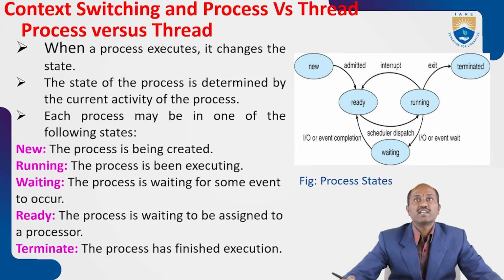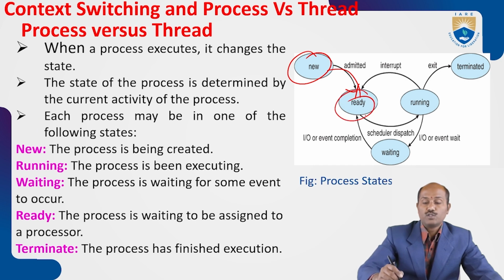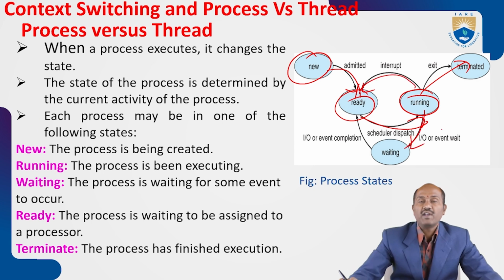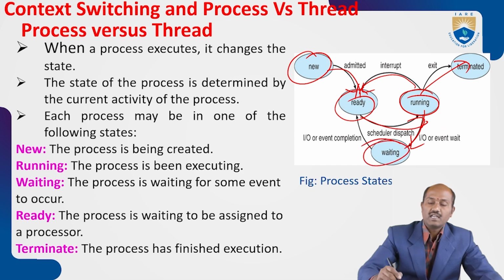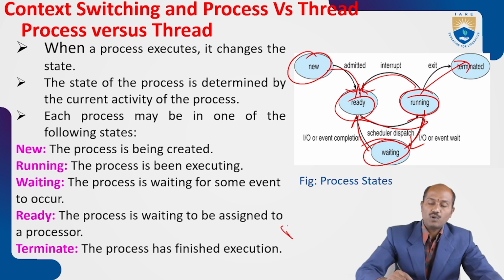This is the starting state, the new state. Once a new process is admitted, it goes to the ready state. The ready state means the process is waiting to be assigned to a processor. Then it goes to the running state. Once it is running, if there is no interruption, it exits and is terminated. If there is an interrupt, it goes back to ready, or if an input output event occurs, it goes to the waiting state. After completion of the waiting state, it goes to the ready state. This is the cyclic action of running the process. This is called the process life cycle.